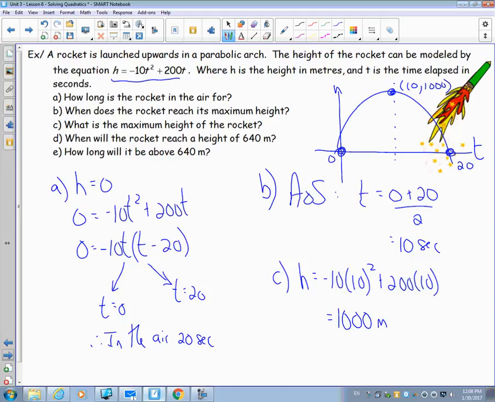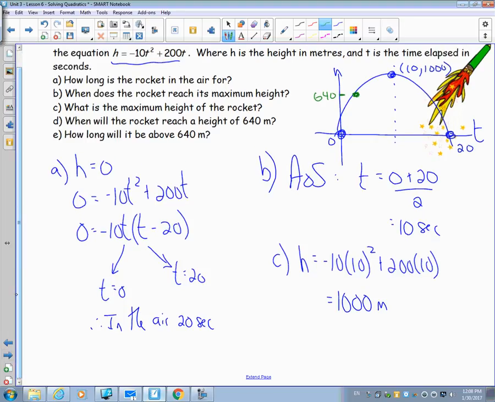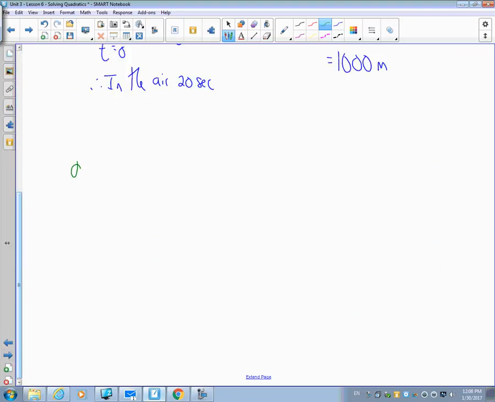When will the rocket reach a height of 640? The first thing you want to ask probably is, does it reach a height of 640? And we know it reaches a height of 1,000, so 640 would be somewhere around here maybe. When does it reach that height? What can we do to figure that out? Well, we know the height has to be 640 at some point. So let's put that into our equation for h. The rest of the equation is the same.